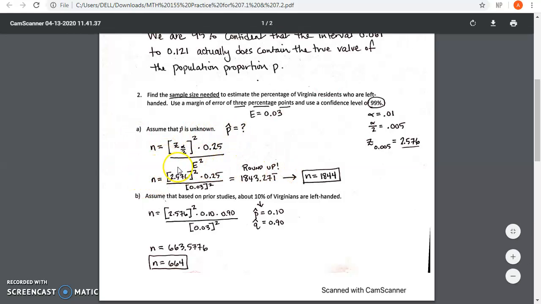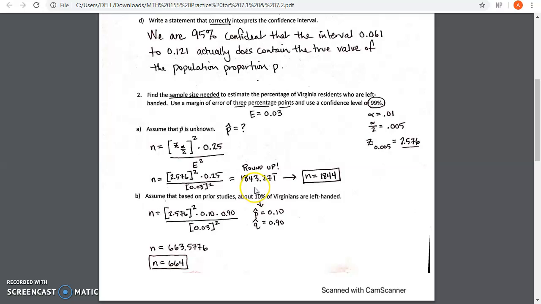We're going to type in 2.576 for the z sub alpha over 2. You have to square that, and then you multiply that by 0.25, and that whole thing is to be divided by your margin of error, which in this case is 0.03, and you square that. So be real careful with your calculator. If you're typing this in all at once, be careful. Make sure you group your numerator and you group your denominator so that you don't have any issues there.